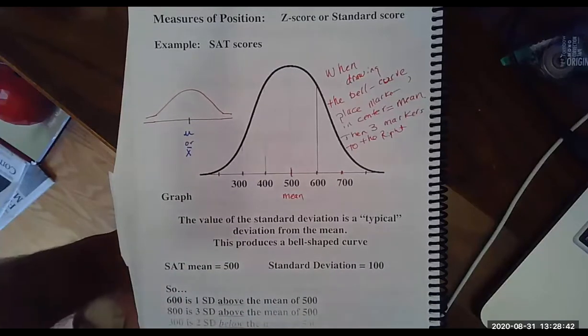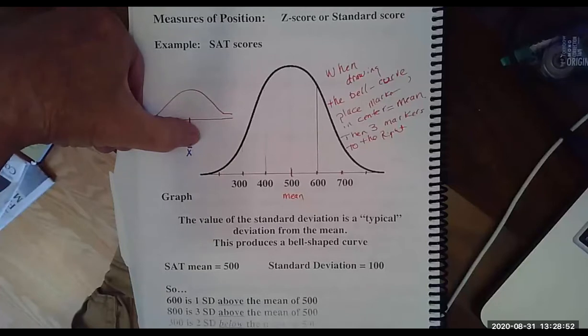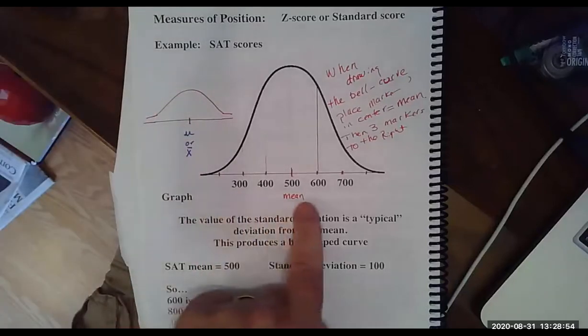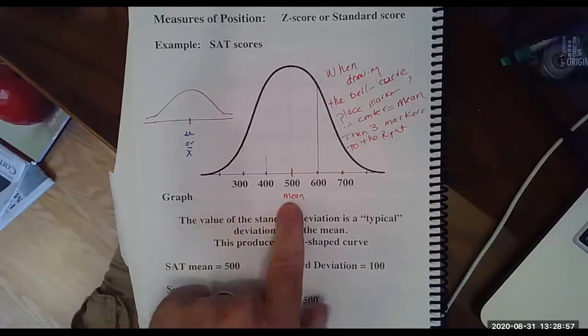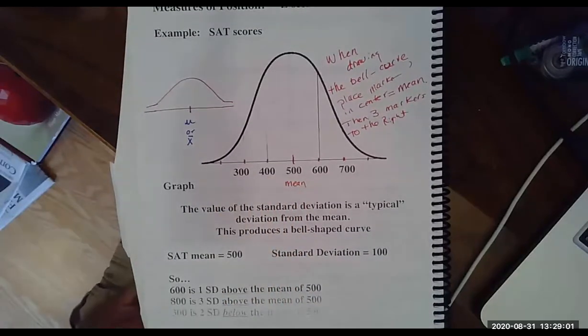If they don't, here's a rule of thumb. If they don't tell you that it's everything, then you always assume that it's just a sample. And therefore, I would just use X bar as a representation. Now, I'm just going to use the word mean here rather than mu or X bar for the time being.